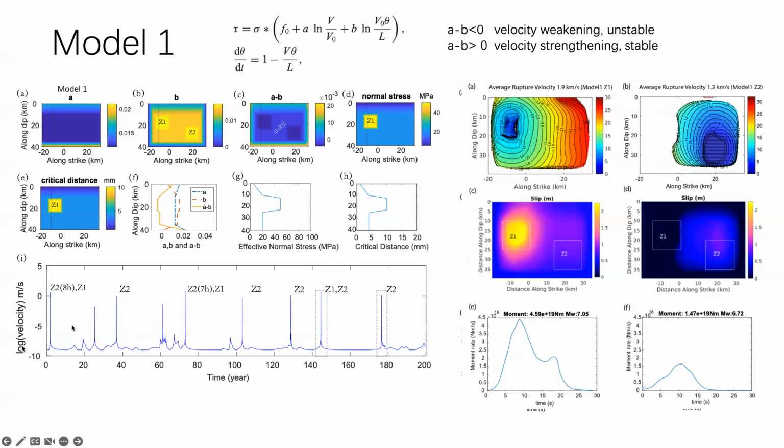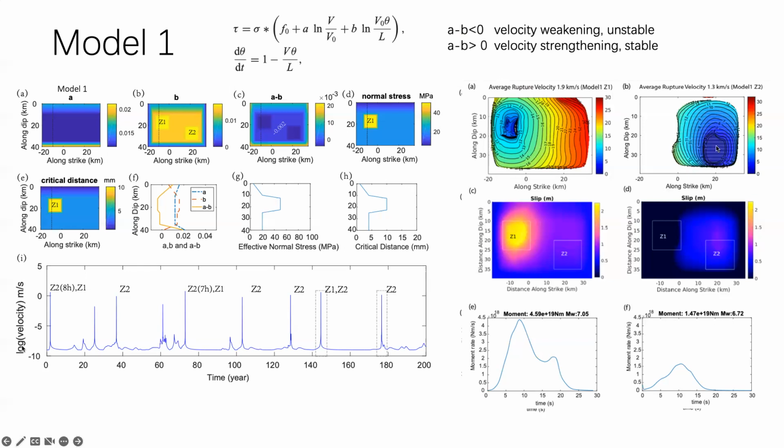During our earthquake cycle simulation, we find there are two types of events. One type ruptures both the Z1 and Z2 asperities, the other type only ruptures the Z2 asperity. So here is an example. For the first type, rupture nucleates from the Z1 asperity, and it has a larger energy because Z1 has a larger strength. It can rupture the whole fault plane.